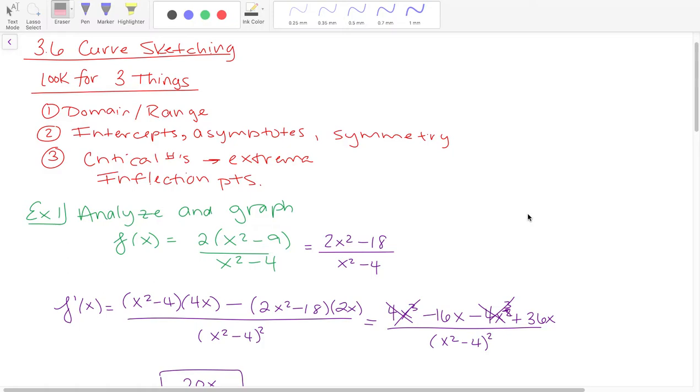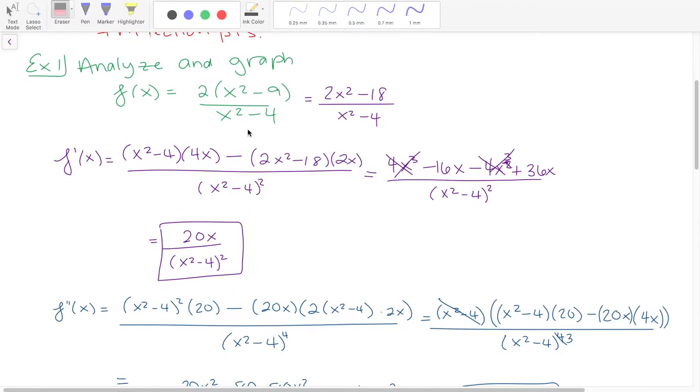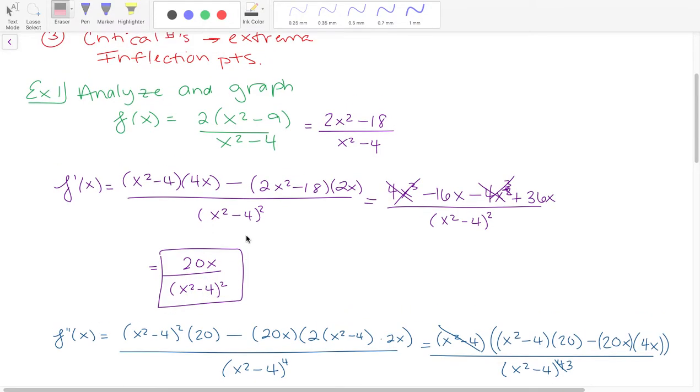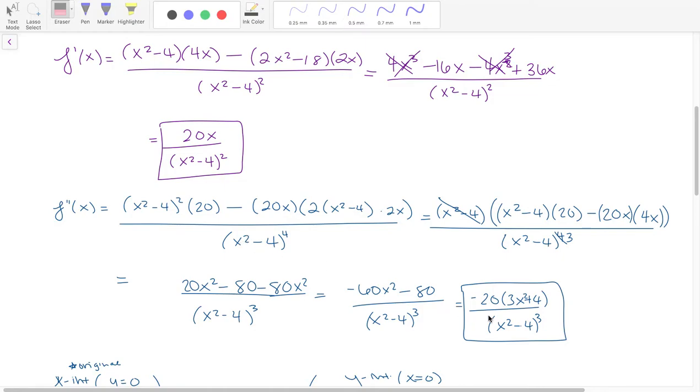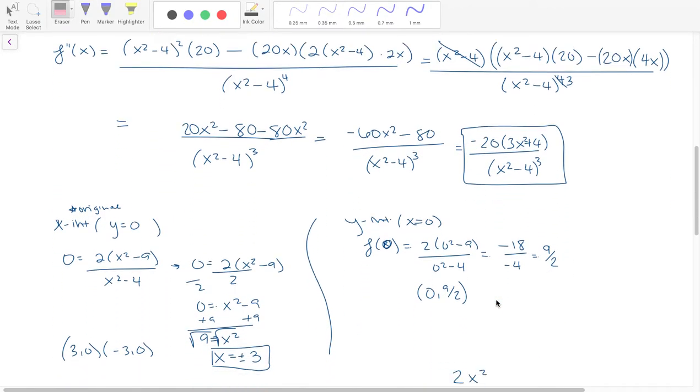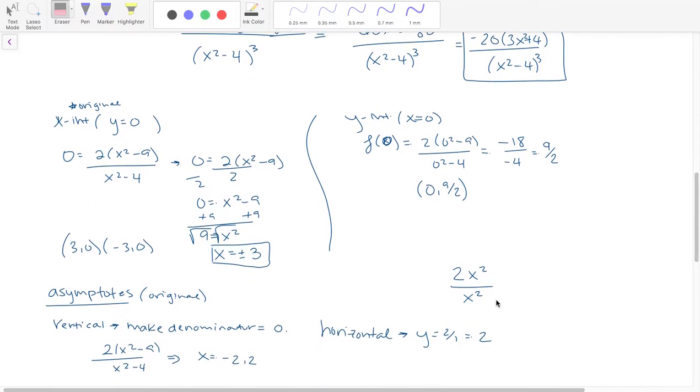Okay. So first thing we did, we took the original function, and we obviously distributed here. But then we found the derivative by doing the quotient rule, right? Low d high minus high d low, all over low low, because low low is correct. And we got 20x over (x squared minus 4) all squared. Did the second derivative and got negative 20 times the quantity 3x squared plus 4, all over (x squared minus 4) cubed.